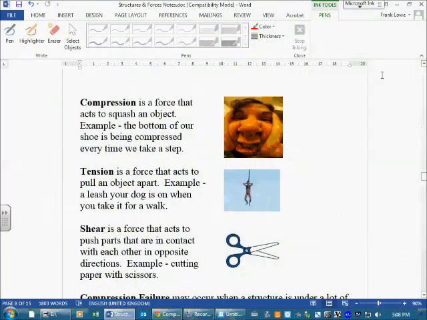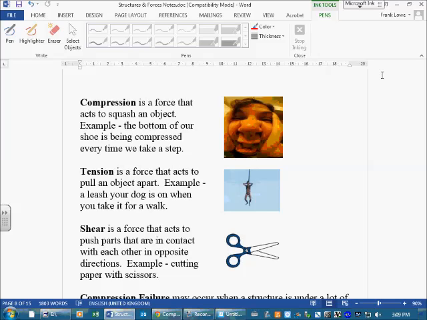Okay, in this video, we're going to look at three different types of forces. These are kind of the main ones: compression, tension, and shear. Now, compression, as you can see in this lovely picture, is when something is being squashed. It is a force that acts to squash an object. This person's face is being squashed by the two hands.